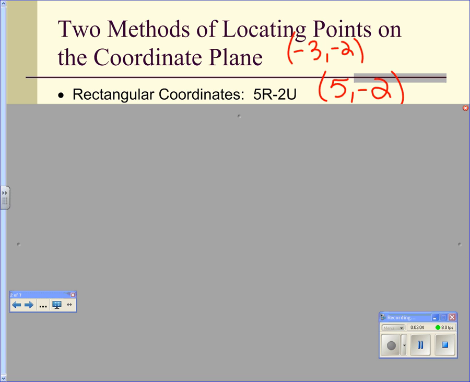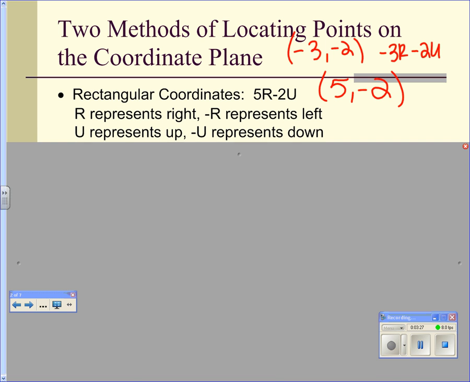Is it always going to be R and U? Yeah, always R. Well, for algebra 2, yeah. Any questions? It's just -3R -2U. That's just a different way to write it. Does that make sense? Okay. So R represents right, -R, going the opposite of right is left. U represents up, and -U represents the opposite of up, which is down. Does that make sense?